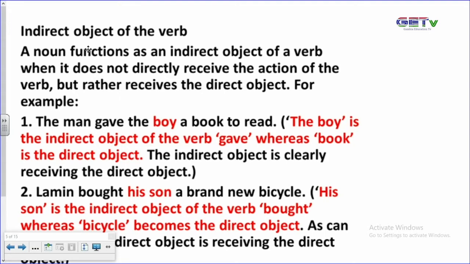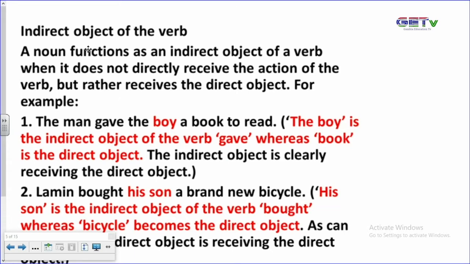A noun functions as an indirect object of a verb when it does not directly receive the action of the verb, but rather receives the direct object. For example, the man gave the boy a book to read. So if you look at this sentence, the boy is the indirect object of the verb gave, whereas book is the direct object. The indirect object is clearly receiving the direct object. Now look at this. The man gave the boy a book to read. What the man actually gave is the book. Therefore, book becomes the direct object.